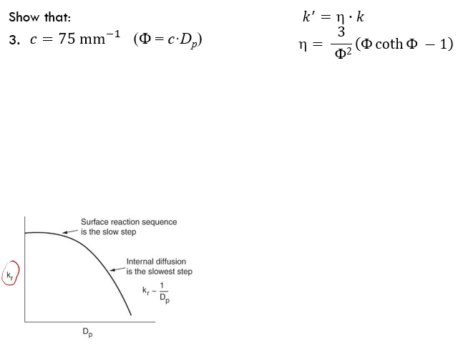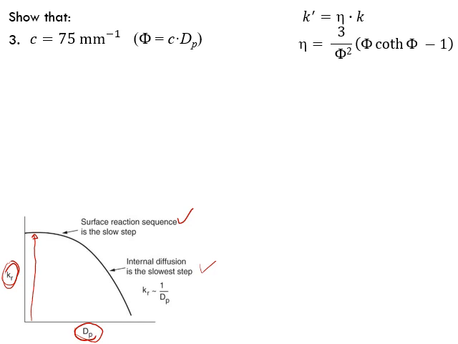The overall rate constant is a function of the particle size, according to this functionality. At the very small particle size, the surface reaction sequence is the slow step. However, at very large particle size, the internal diffusion is the slowest step. So if the particle size is very small, that means the K prime is mainly coming from the surface reaction sequence, right?